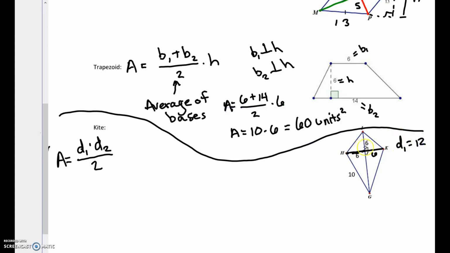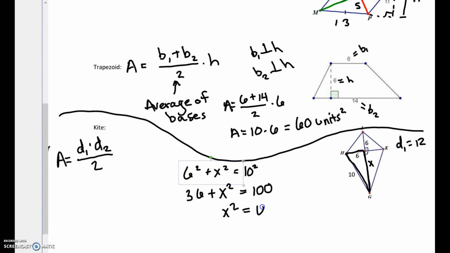But we have a small problem. This diagonal, IG, is not bisected. So even though I know this piece here is 6, I don't know what this is. So I'm going to call him X. Now, if you're paying attention, we have actually a right triangle right here. See that, guys? That's a right triangle. I know the side length is 10, one side is 6, and my missing side, X, I can find with Pythagorean theorem. So I'm going to do that. 6 squared plus X squared equals 10 squared. So that's 36 plus X squared equals 100, or X squared equals 64. So that missing side length is 8.